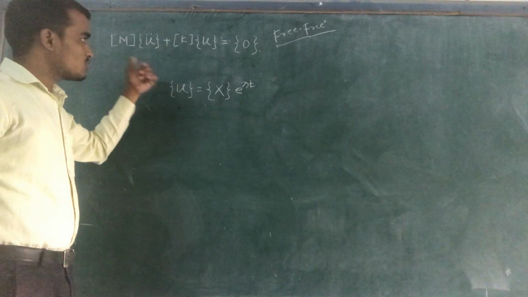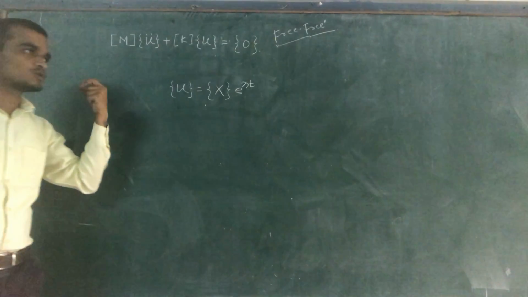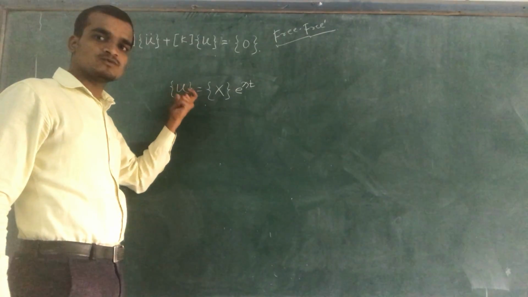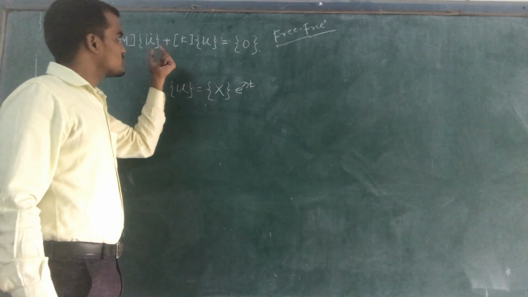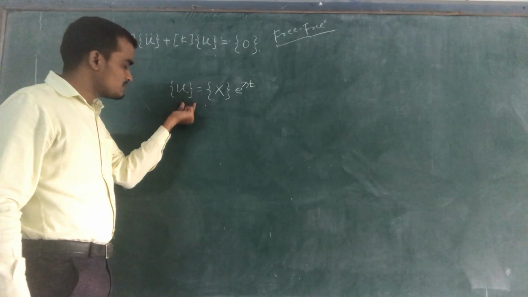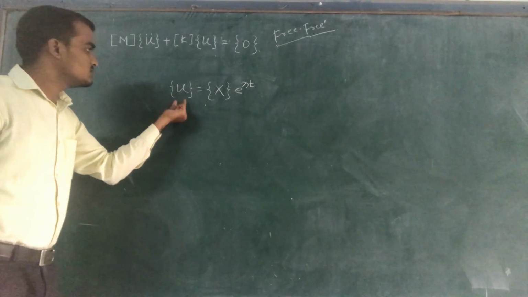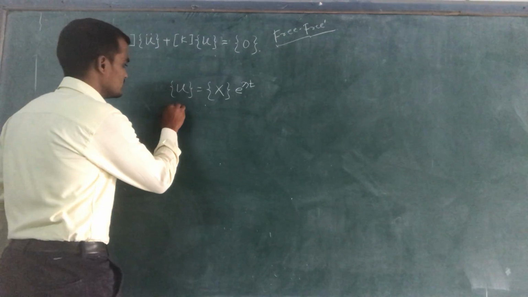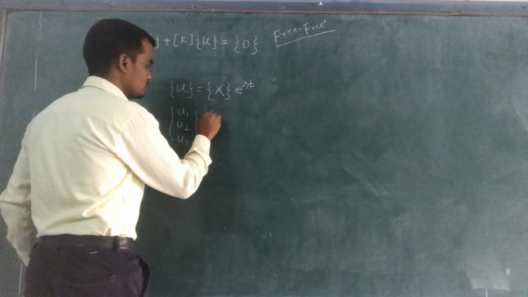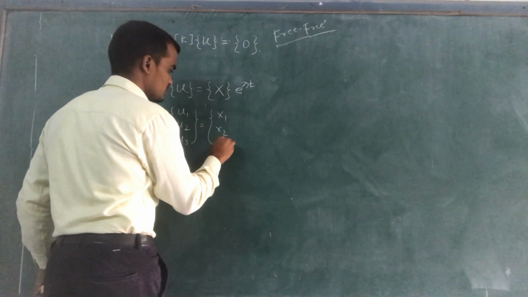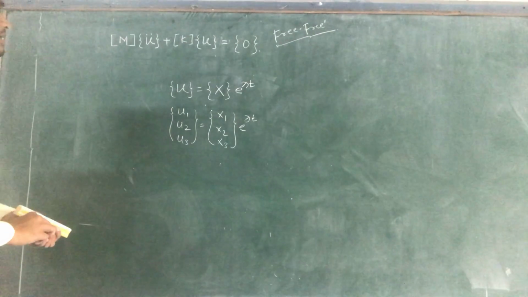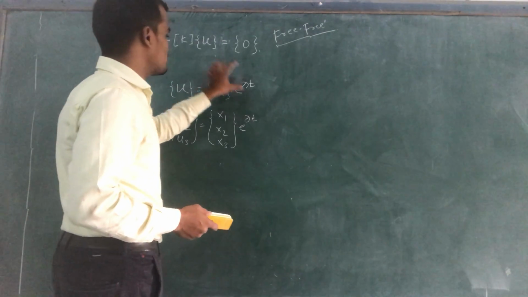To solve such problems we need a solution which will satisfy the equation. Satisfying the equation means that if we put it into this equation, it will be equal to 0. So this displacement function satisfies the equation, and we select u is equal to x times e raised to power lambda t. If we write u1, u2, u3, we need to write x1, x2, x3 times e raised to power lambda t.